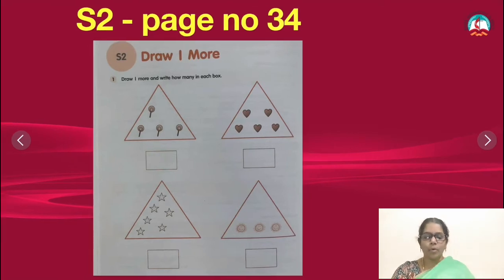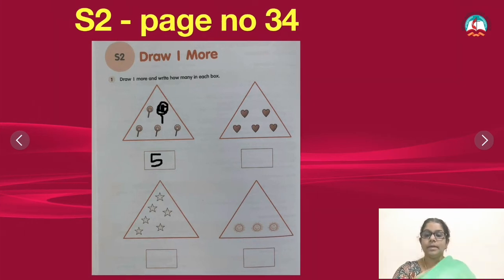Okay. Now count how many lollipops are here. 1, 2, 3, 4. Now we are going to draw one more lollipop. Look carefully, children. Count now and see, children. 1, 2, 3, 4, 5. We have 5 lollipops. Now write 5 in the box.